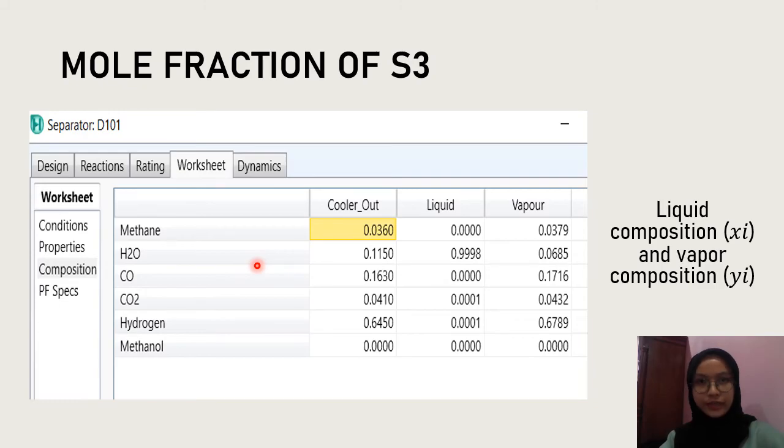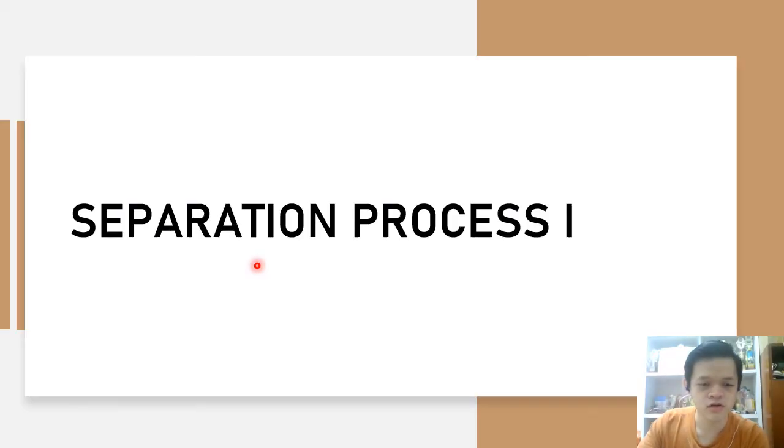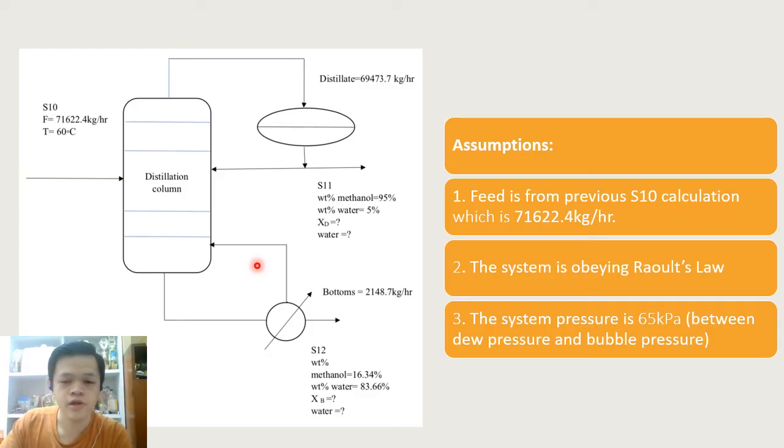for stream 3. For chapter 4, separation process 1, we assume the phase from the previous S10 calculation, which is 71622.4 kg per hour, and the system is obeying Raoult's law, and the system pressure is at 65 kilopascal, which is between dew pressure and bubble pressure. And all the values we obtain here are from the question and also the previous calculation.